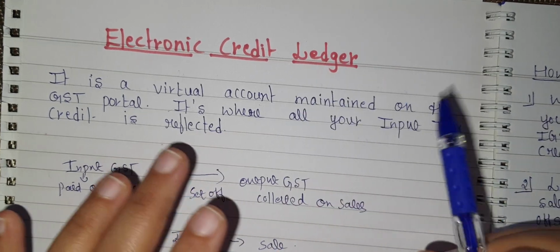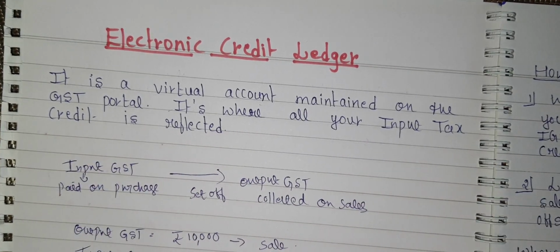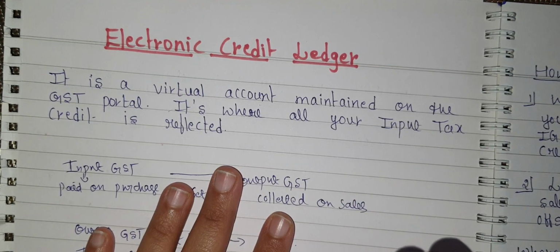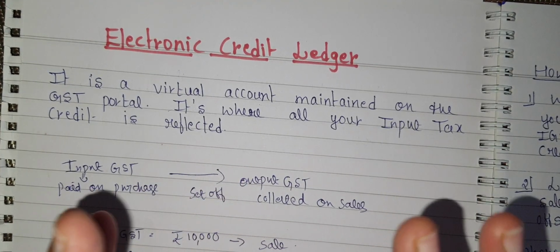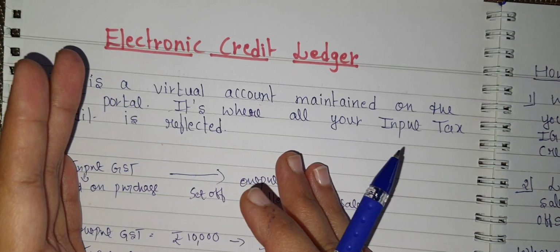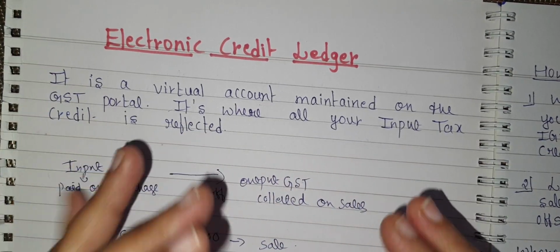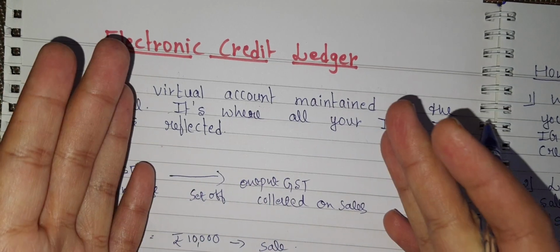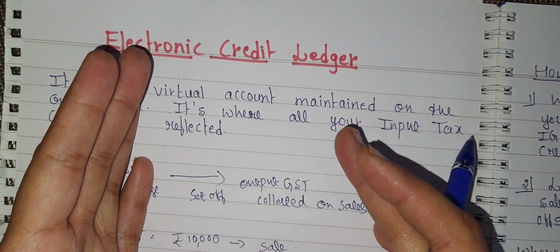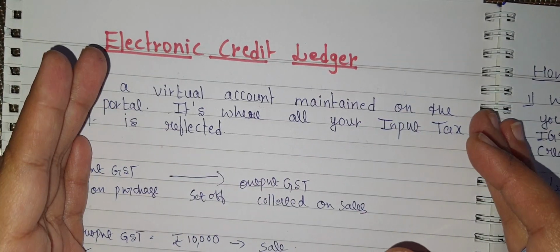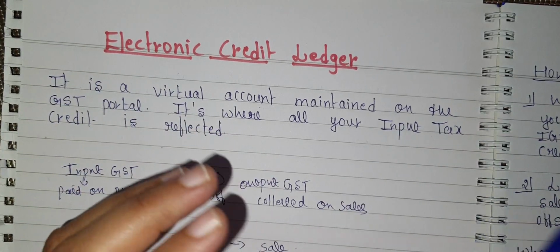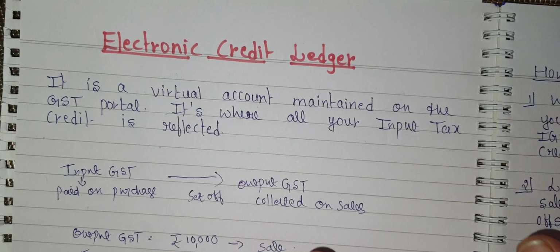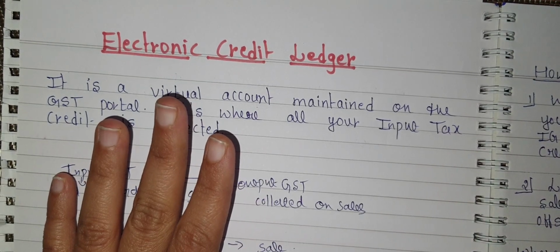So, electronic credit ledger is a place where all your input tax credit is reflected. I will tell in simple terms, it is a record of the taxes you have already paid on purchases. Already paid on purchases means at the time of purchase of goods from the supplier, you have to pay the taxes along with the purchase price.